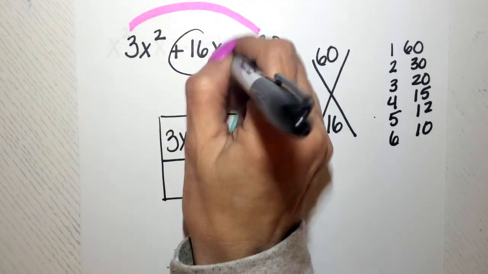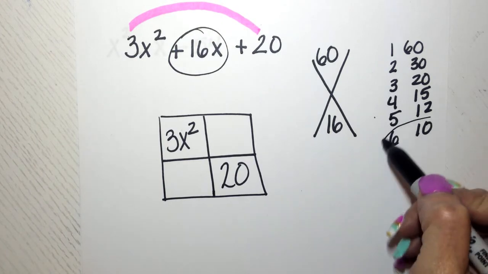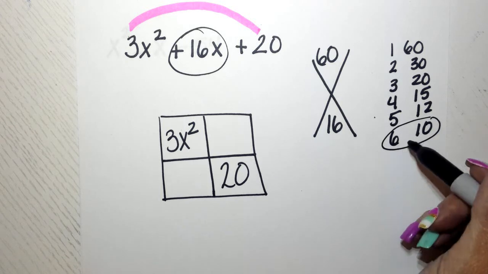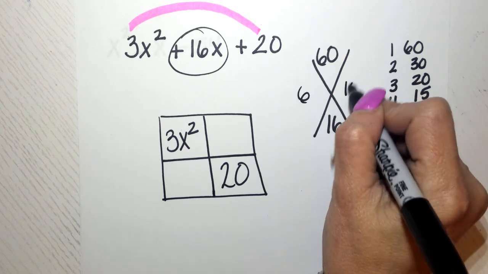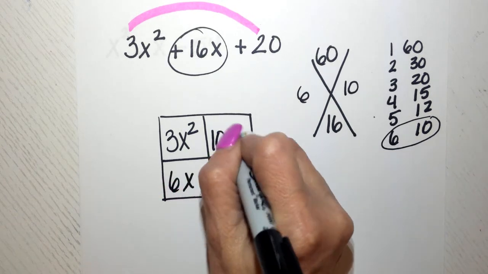I need to add up to 16. The only way to get to 16 is 6 and 10. And they're both going to be positive. So we're going to have 6 and 10. So I'm going to put 6x and 10x.